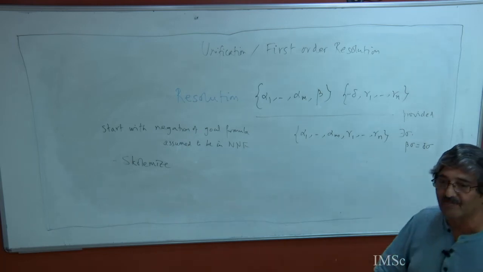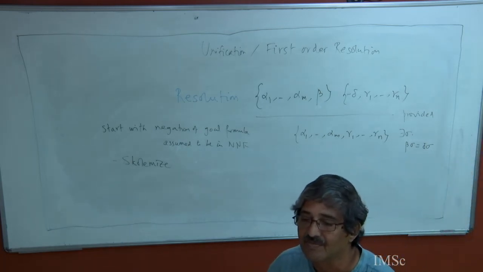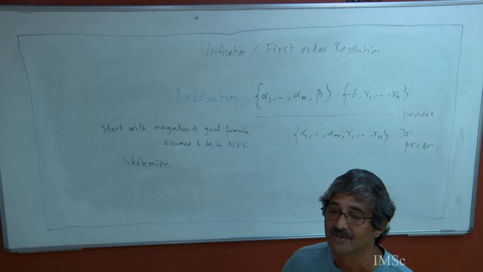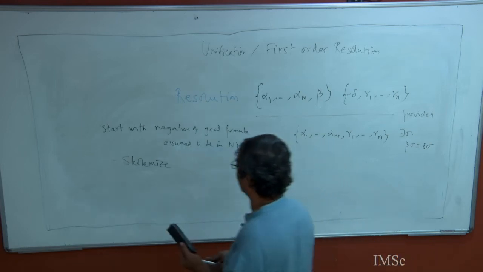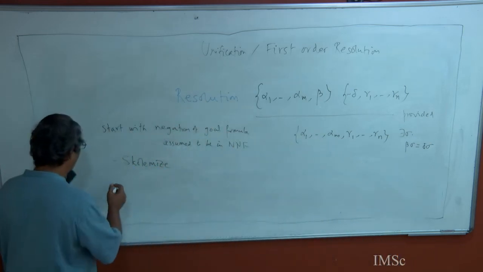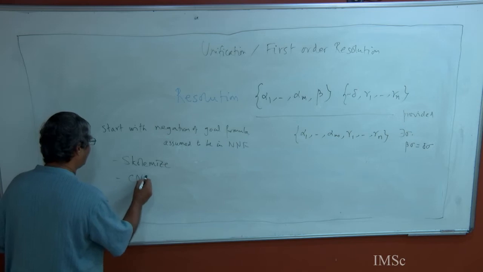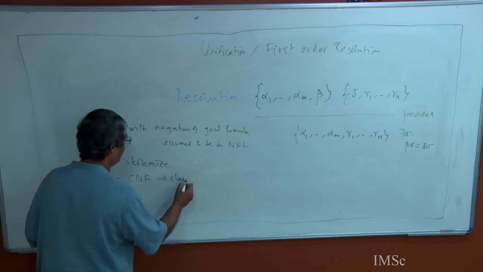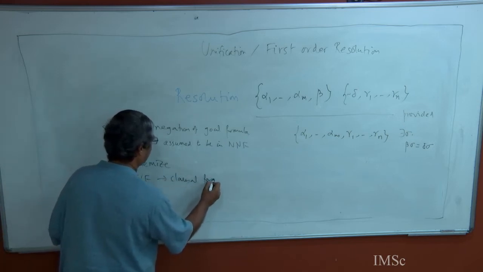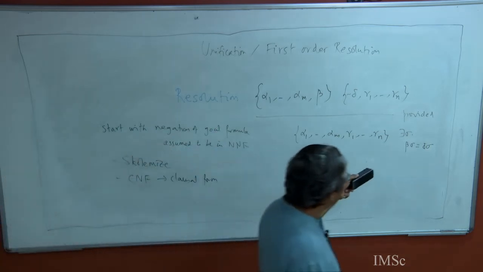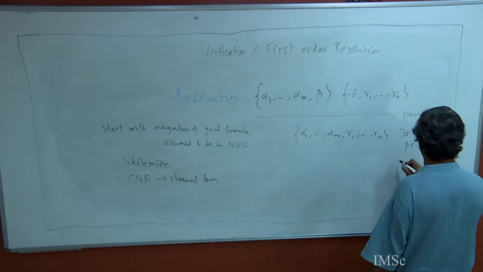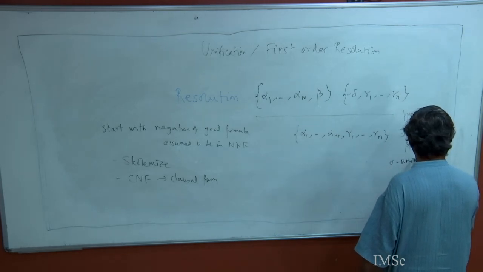You keep repeating the process until you are through with all the existential quantifiers. So you have a formula which is only universally quantified. Throw away the universal quantifiers, you get a quantifier free formula. So now you have a quantifier free formula, put it in CNF or whatever clausal form and apply resolution. Only thing is now you have to find a unifier. Sigma is a unifying substitution.